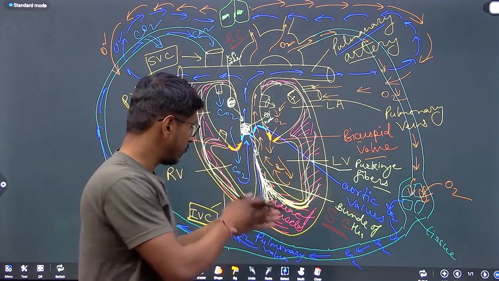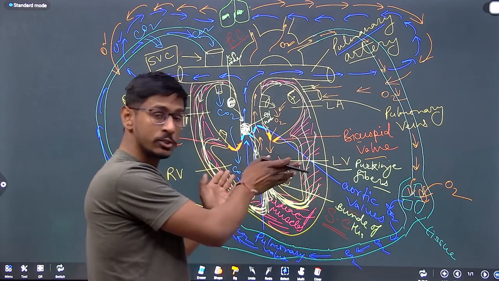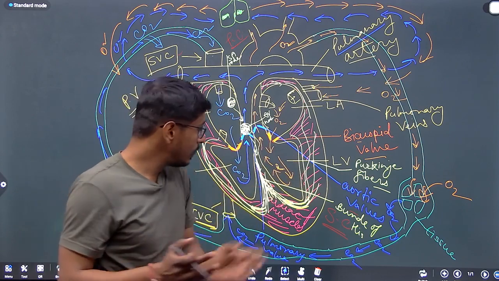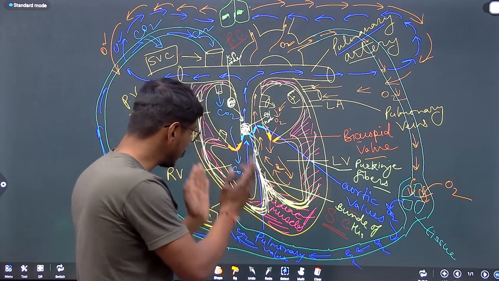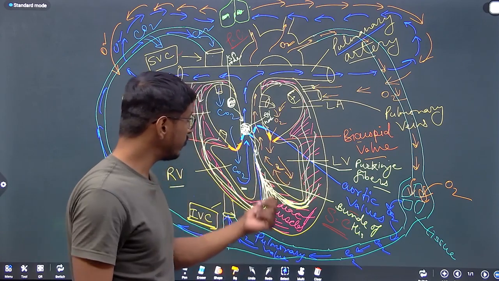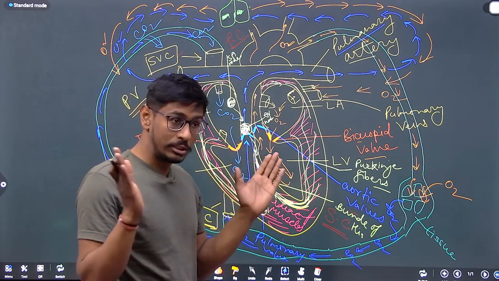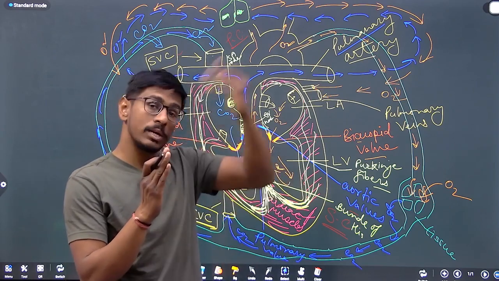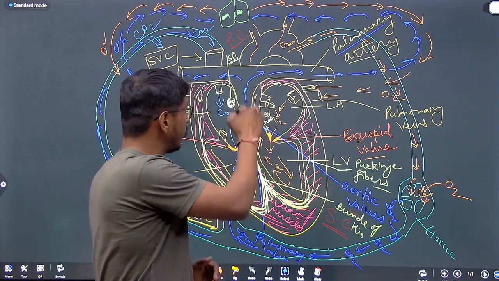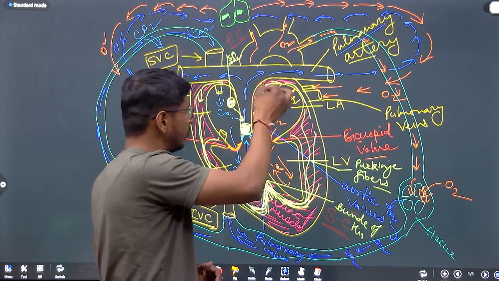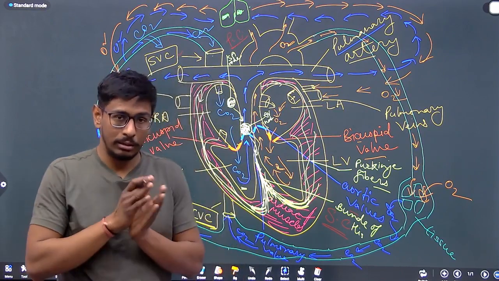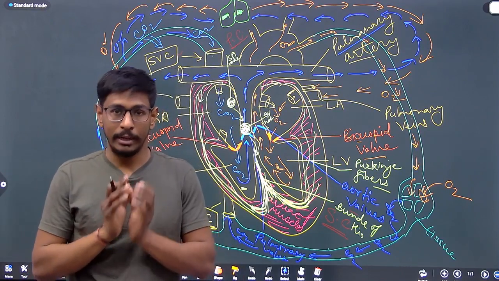Once it reaches the Purkinje fibers, these cardiac muscles receive this signal, and they contract. And once they contract, the blood which is filled in the right ventricle and left ventricle goes out of the heart. It is as simple as that. Through the pulmonary artery it goes to the lungs, and through the aorta it goes to the systemic circulation.